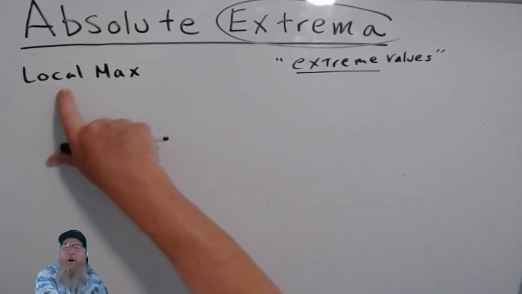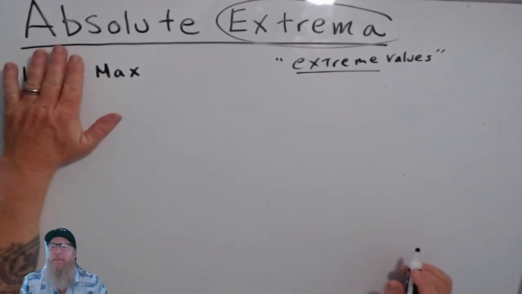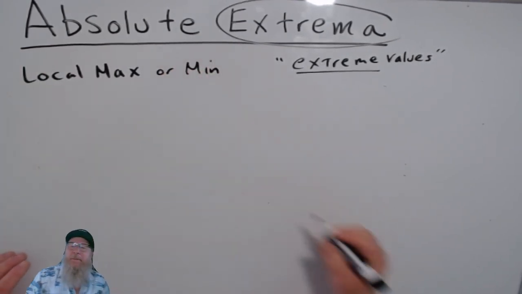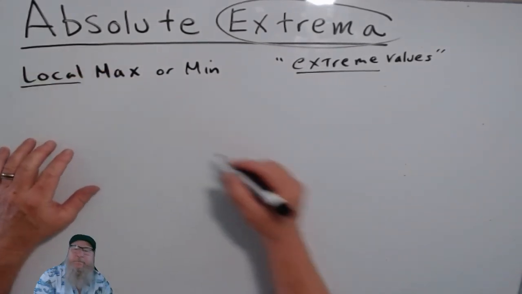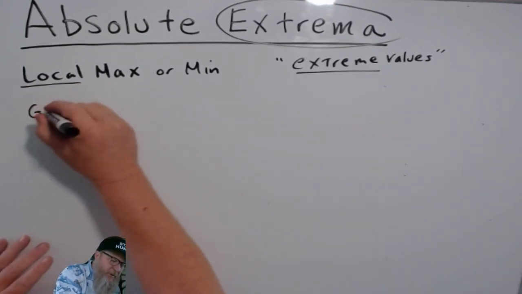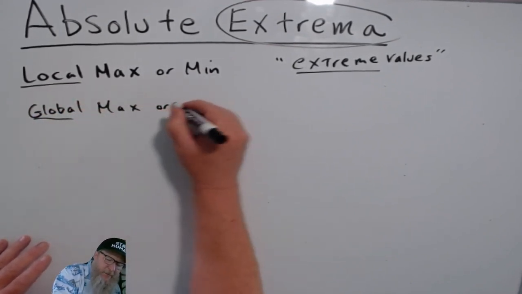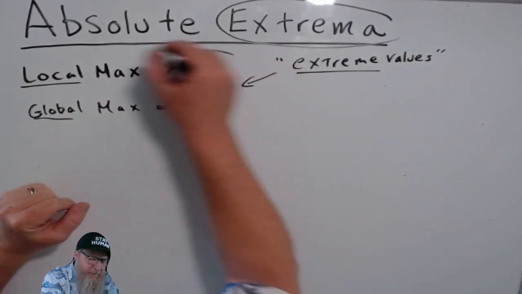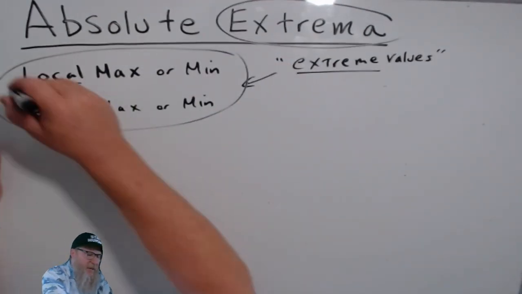And I haven't really explained why we use the term local. In fact, up until now, I could have just simply been calling something a max or a min. So today we're going to define what we mean by local. And then we're going to broaden our definition to a bigger world, which we call global max or min. And so all of these things are what we call extreme values. So first we'll talk about local.